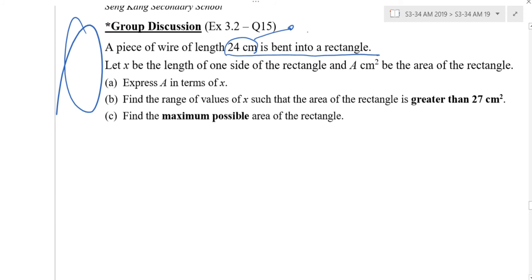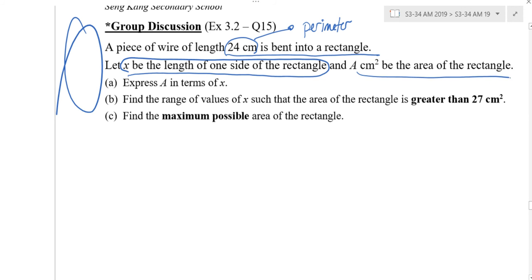Mingyue, are you okay? Area or perimeter? Perimeter. Who doesn't agree? All agree. Okay. Then it says, let x be the length of the rectangle, and A be the area. So express A in terms of x.